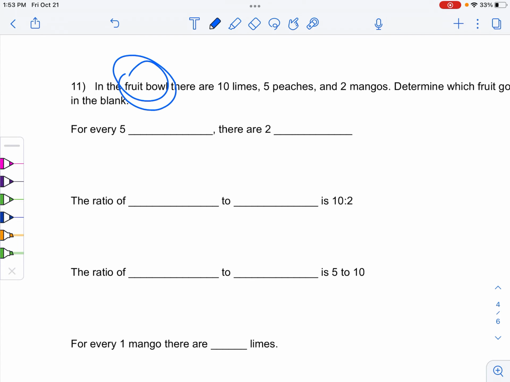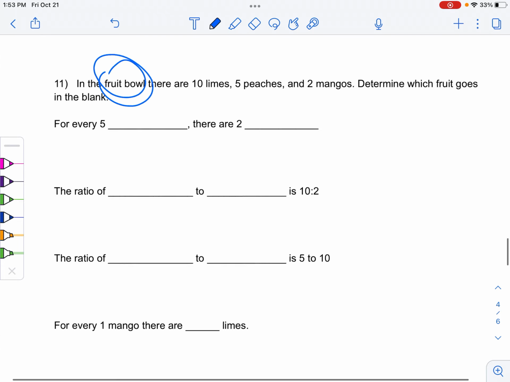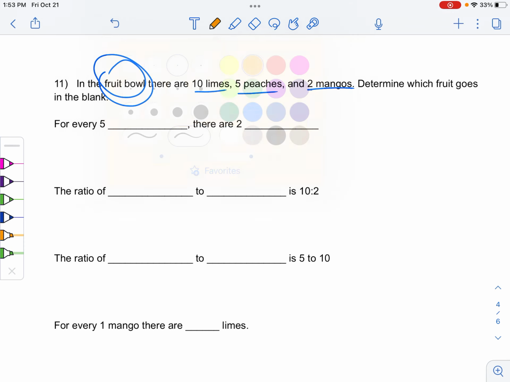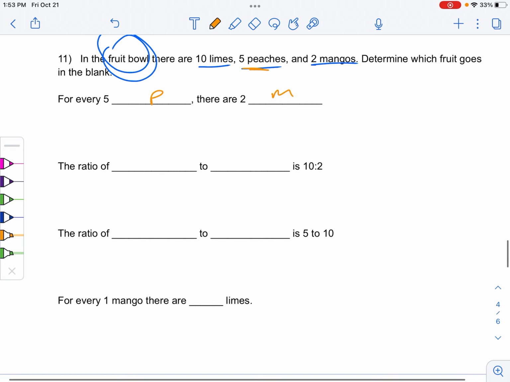Speaking of that, let's talk about a fruit bowl. All right, here's some information. We got some limes, some peaches, some mangoes. For every 5 peaches, there are 2 mangoes. Okay. The ratio, what's 10 to 2?